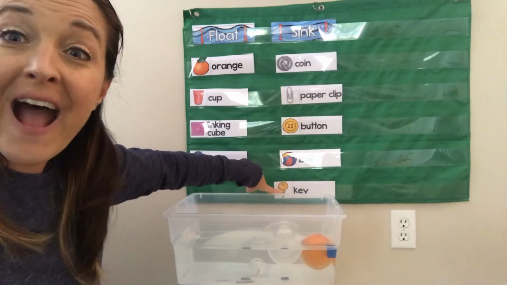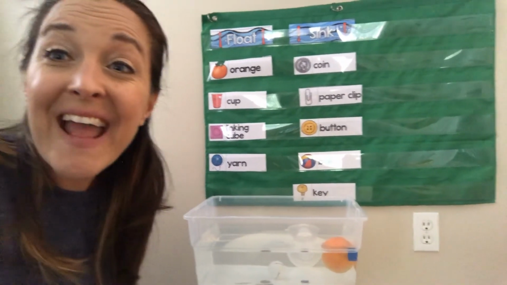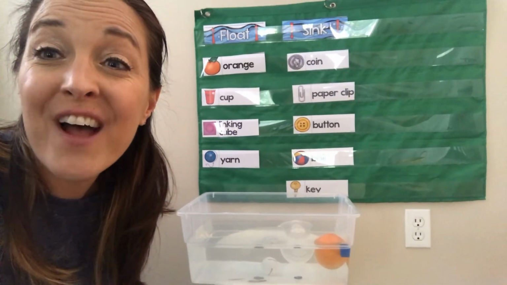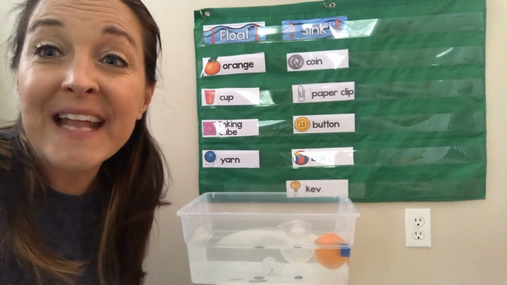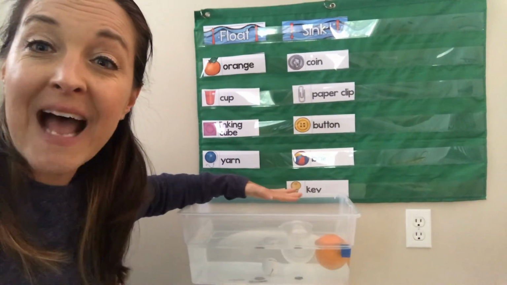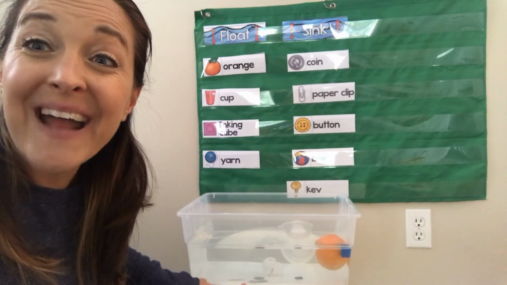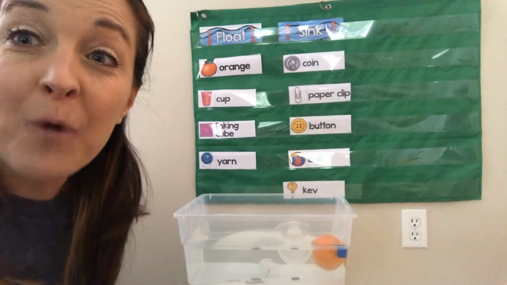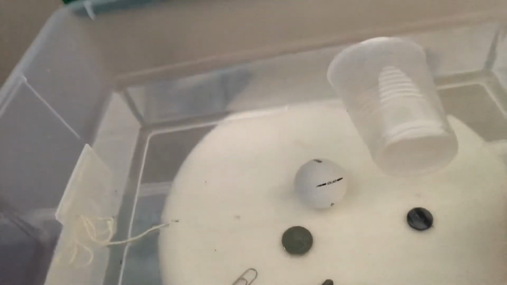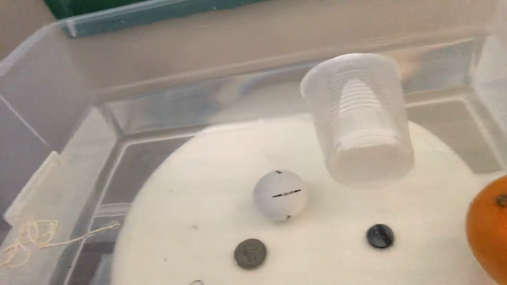You were right. Friends, that was so much fun. We learned about things that can float at the top and things that sink to the bottom. All right, let me give you one more sneak peek, see what's going on in our tub. Look at all those things, friends. All of those things we found out if they can sink or float.